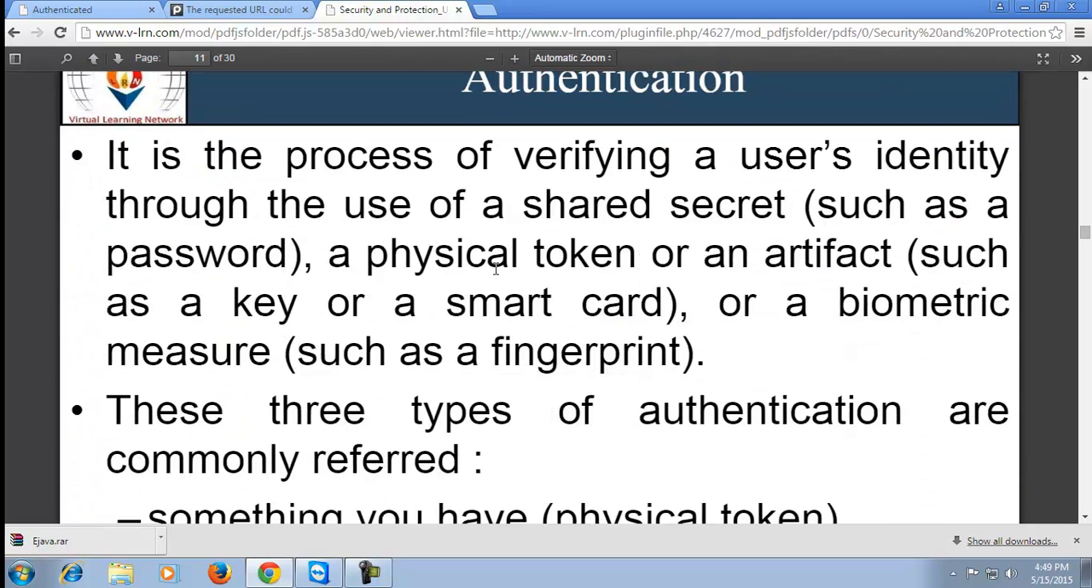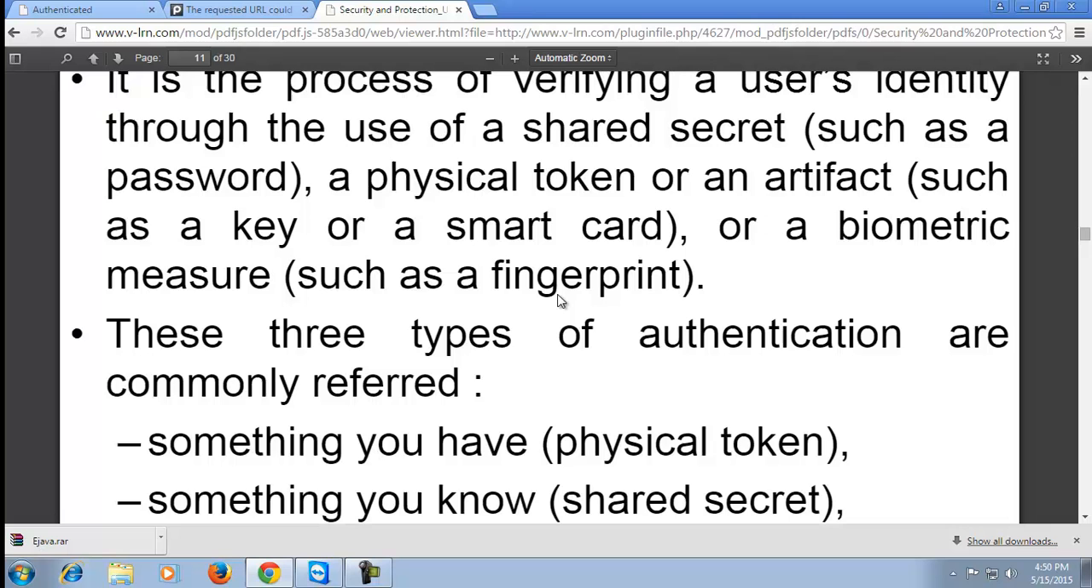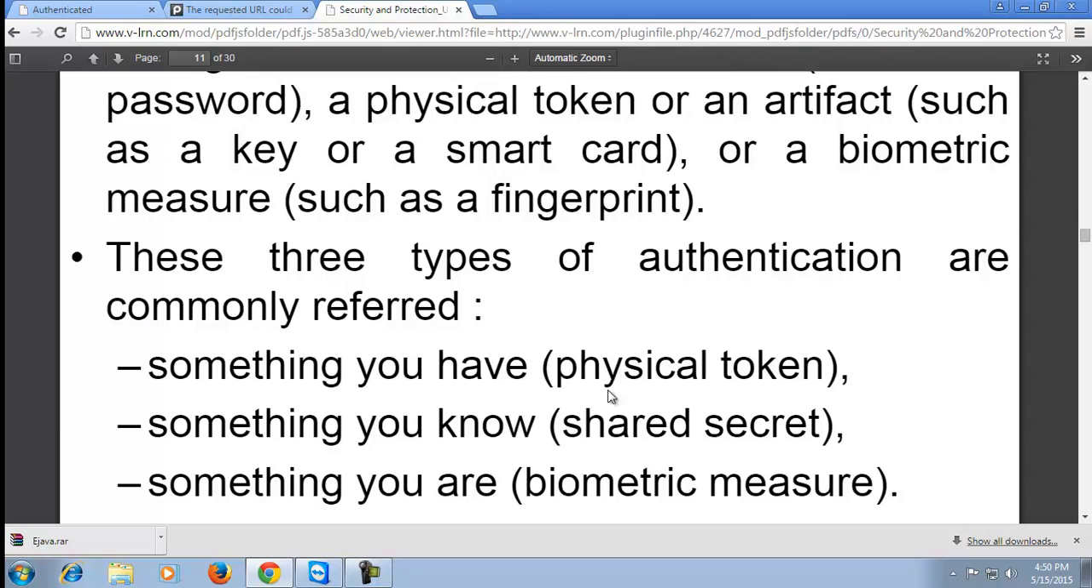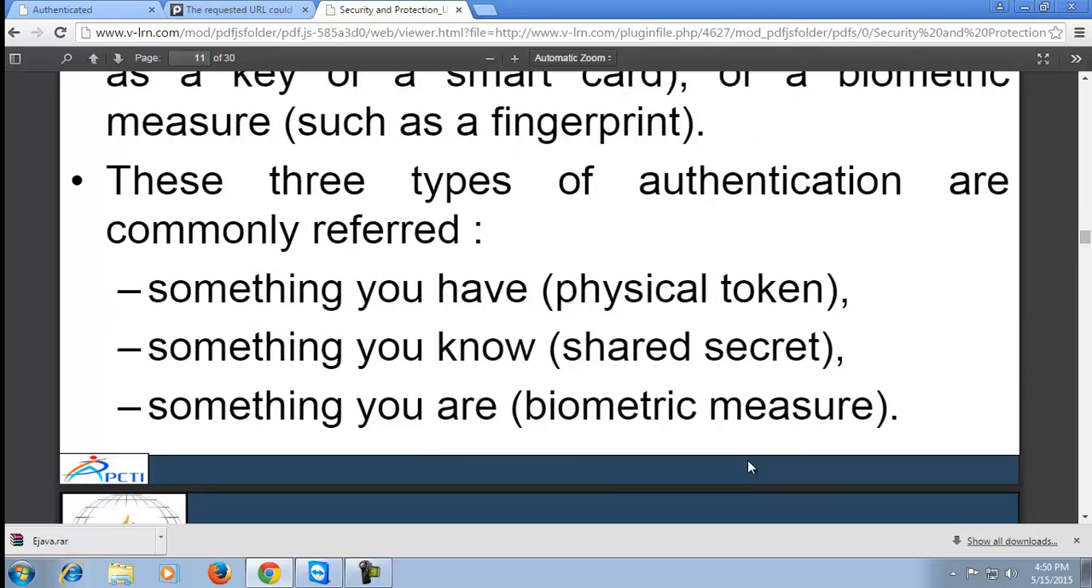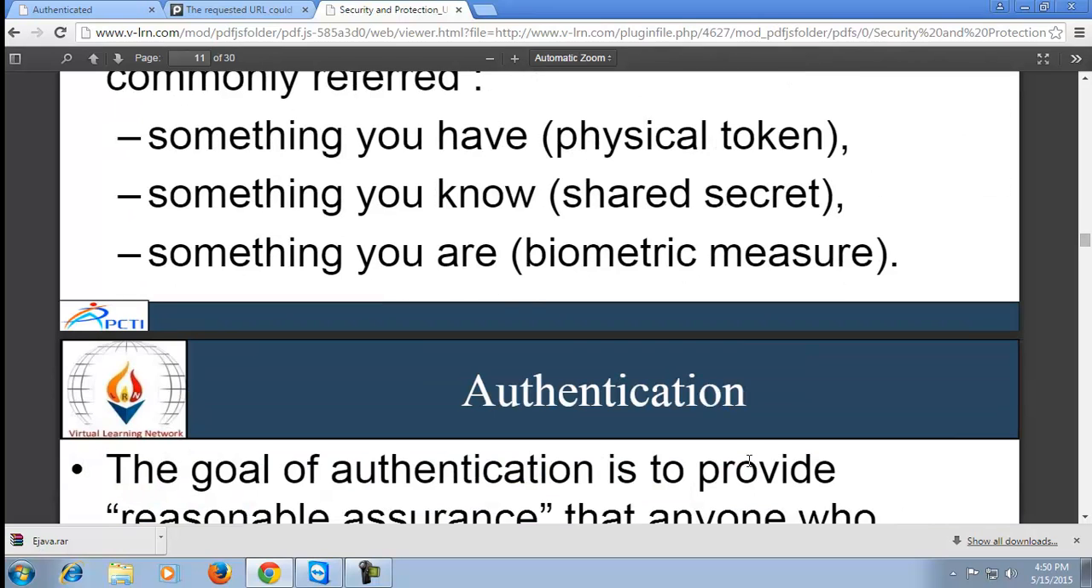Next is authentication. It is a process of verifying a user's identity through the use of a shared secret such as a password, a physical token or an artifact such as a key or a smart card, or a biometric measure such as a fingerprint. These three types of authentication are commonly referred in this category. Something you have, that is the physical token, something you know, that is the shared secret information, something you are, like a biometric measure, by which you can always try to access the data in an unauthorized way.